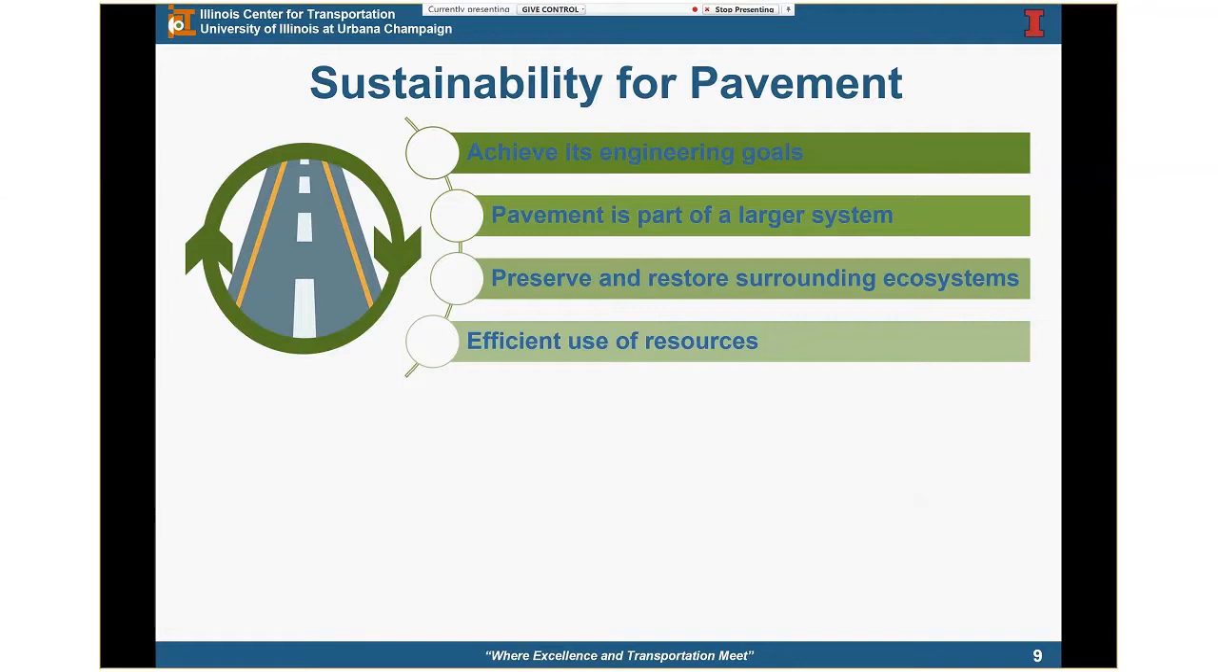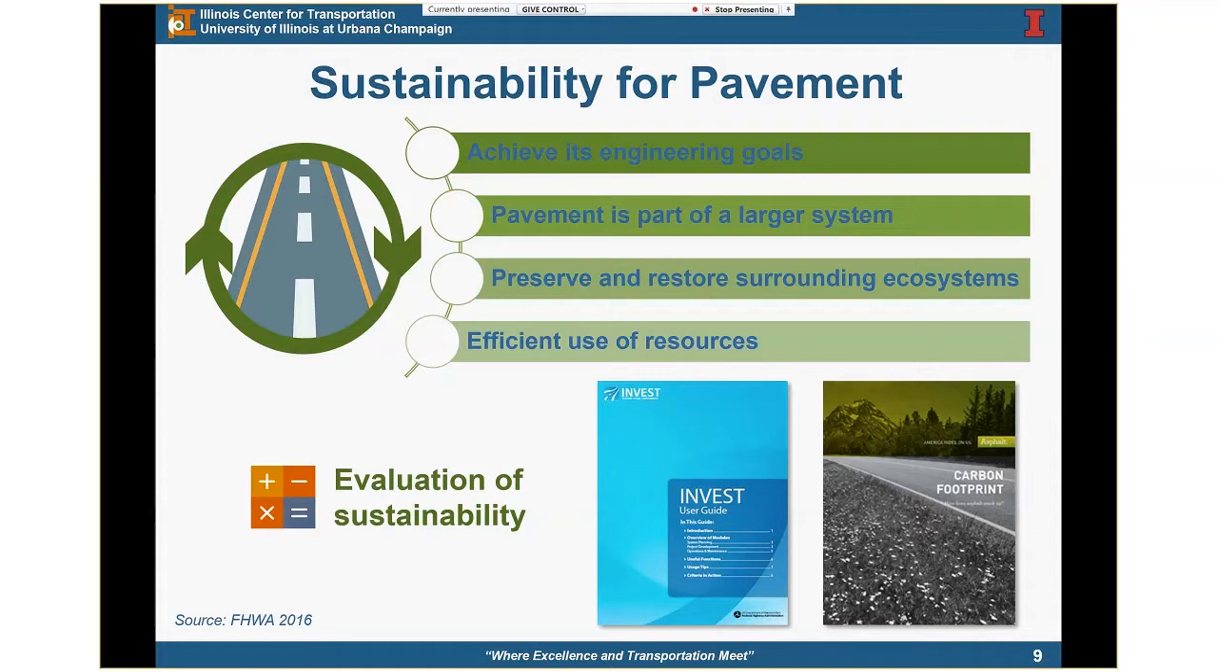So whenever we talk about sustainability, I'm going to make this statement very clearly. If we do not save money, then I can tell you nobody is going to be using it. So let's be clear about this. If we are trying to apply any sustainable solutions, we need to accompany this with an optimization that will allow us to save money. But at the same time, it should not be at the expense of the durability of the pavement. So we need to achieve the engineering goals of the pavement. We need to look at this as part of the holistic system and to preserve and restore the surrounding ecosystems and make sure that we are making an efficient and effective use of the resources.